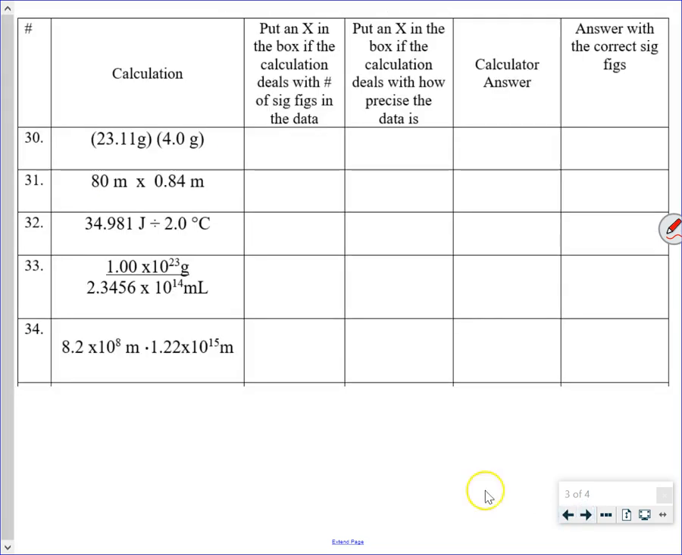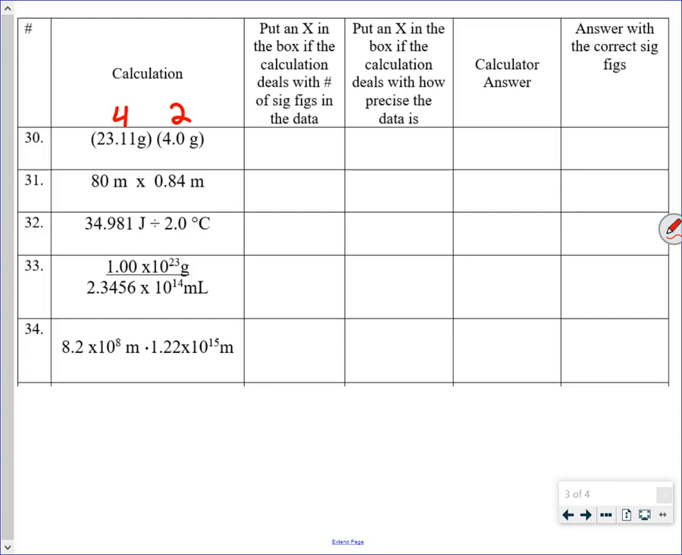Let's do some math. Okay, the top 5 on the back side of this sheet are related to multiplication and division. Multiplication and division rules for sig figs say that we can only have the least number of sig figs in our answer as there was in the problem. So if we look at 30, this first number has 4 sig figs. The second number has 2 sig figs. Therefore, my answer can only have 2 sig figs.